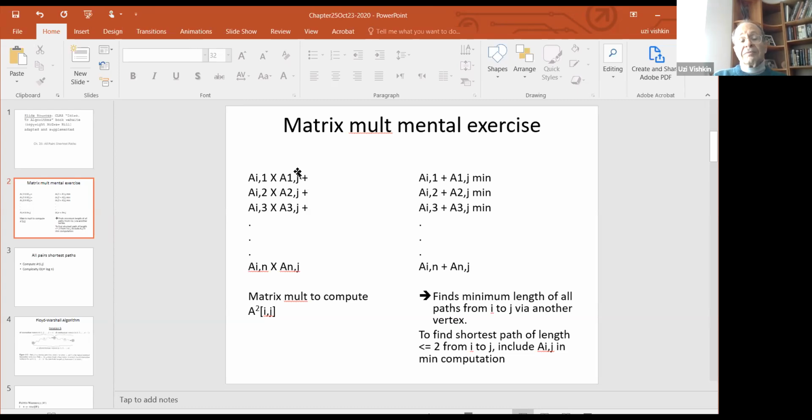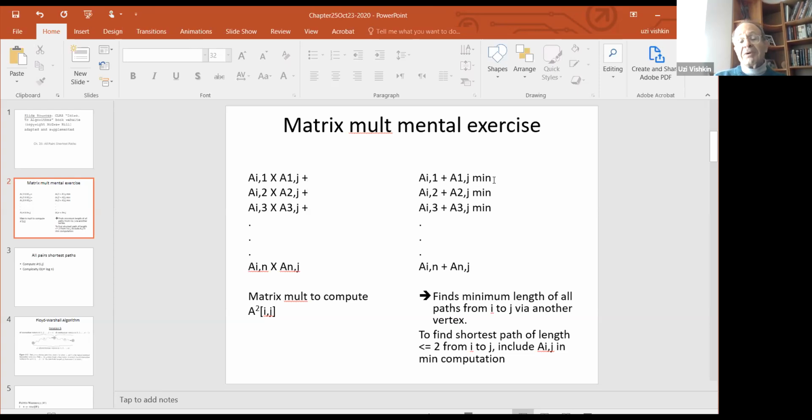What did I do to combine all these multiplications? What did I do here? I did plus, or summation, or addition, right? What did I do here? I applied another binary operation, which is minimum.